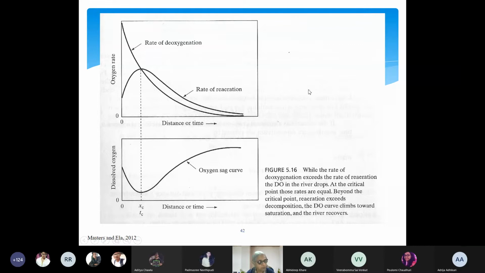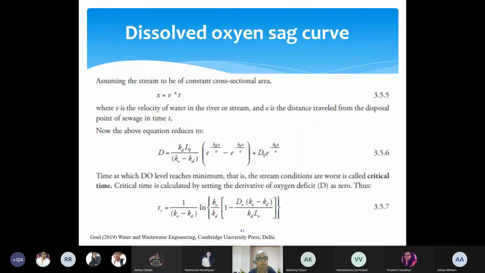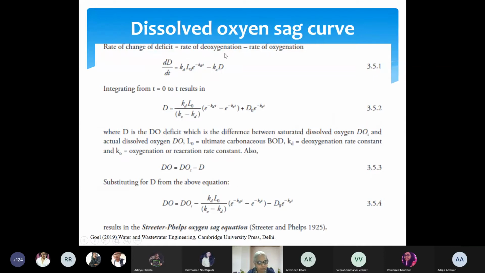Now, as long as there is a deficit, just like any concentration gradient, it's going to be a driving force. This driving force will bring oxygen from the atmosphere into the water as long as the DO level in the water is below DO saturation. That driving force will result in re-aeration. So if the DO of the sample is below DO saturation, oxygen from the atmosphere will enter water. So we have two processes, rate of deoxygenation minus rate of oxygenation or re-aeration. Depending on which textbook you use, both these words are acceptable, oxygenation or re-aeration.